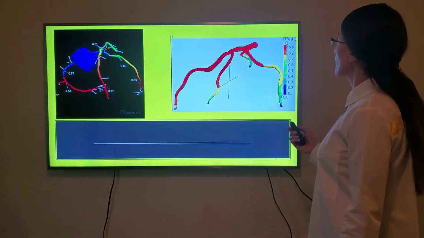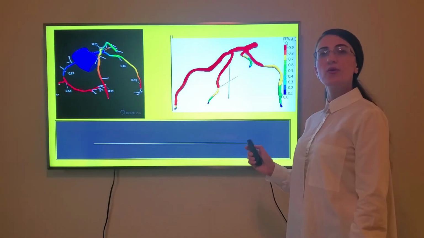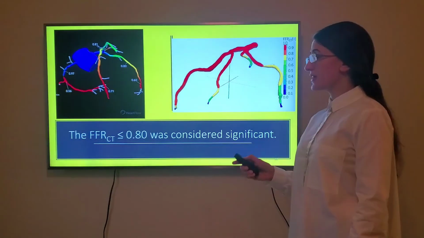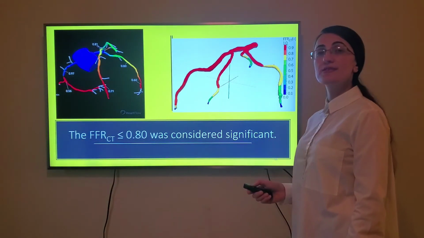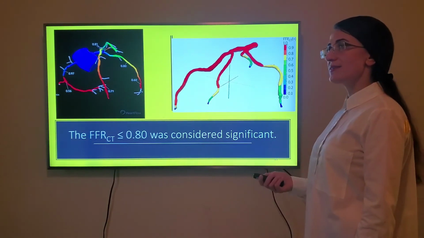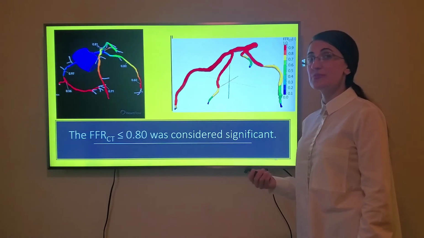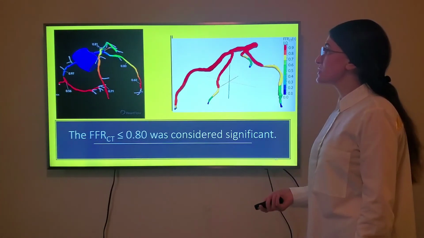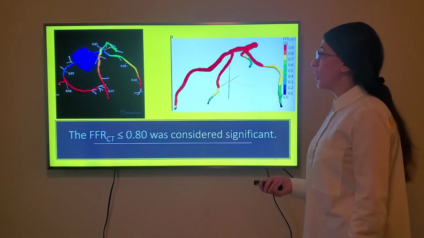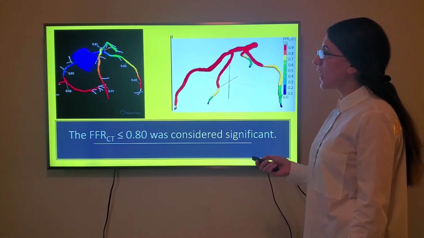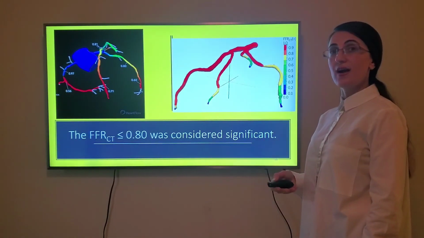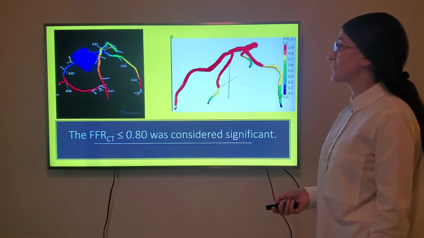As I told before, 1 is perfect, meaning nothing is going on, but less than 1 is important, specifically if FFRCT is less than 0.8, it is very significant. Why? Because it means that this obstruction leads to lesion-specific ischemia. That's why by looking at these numbers, the doctors can determine how this obstruction affects the blood flow and how this blood flow affects the heart muscle, what's going on with the heart muscle.